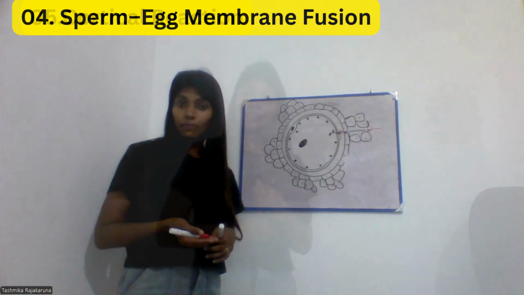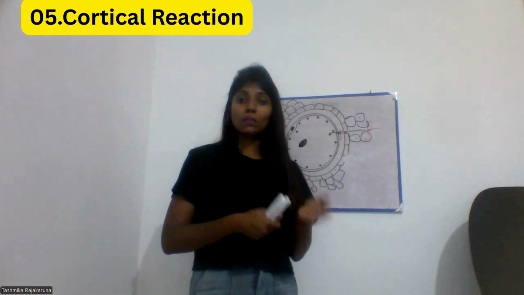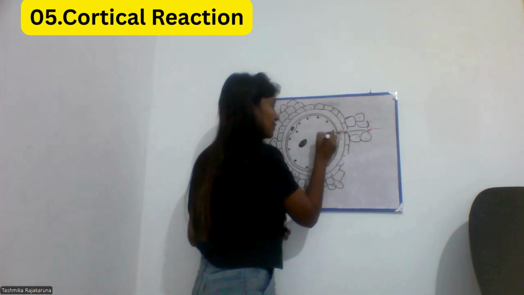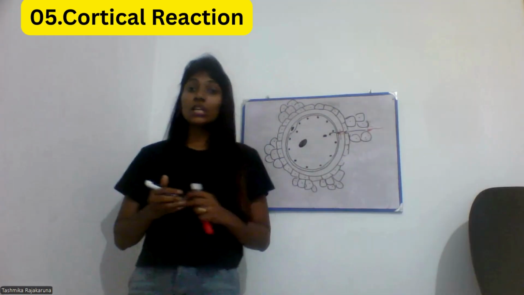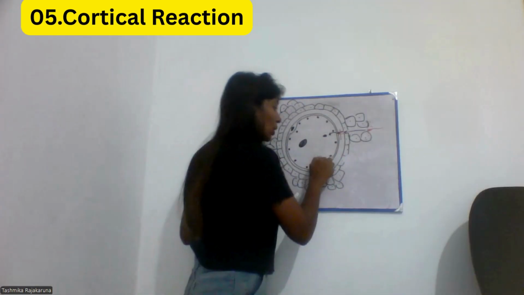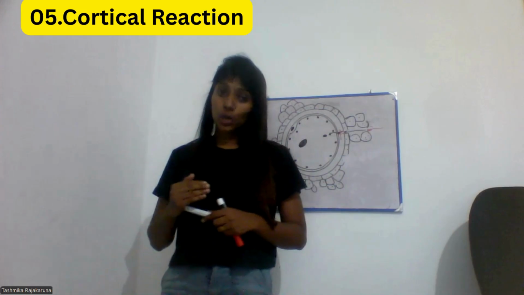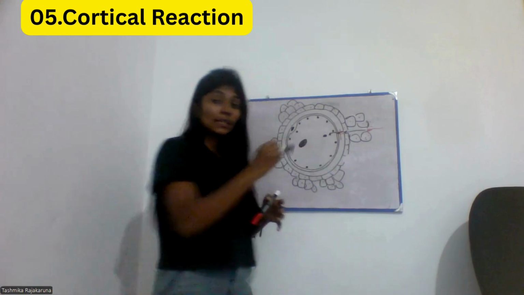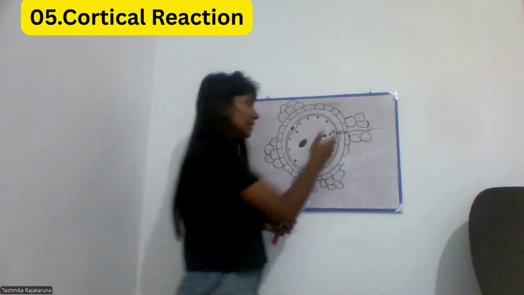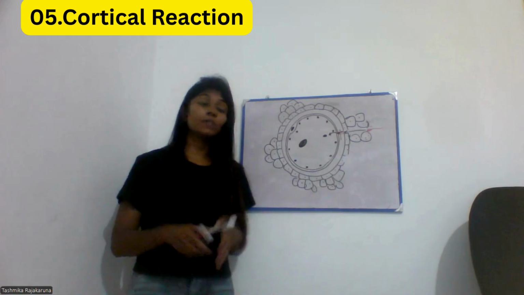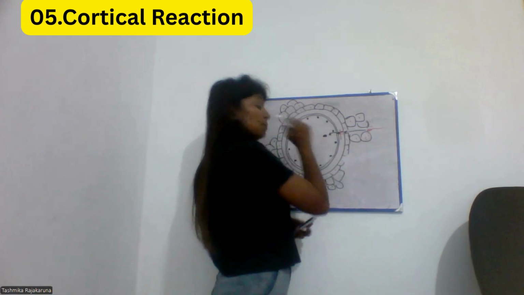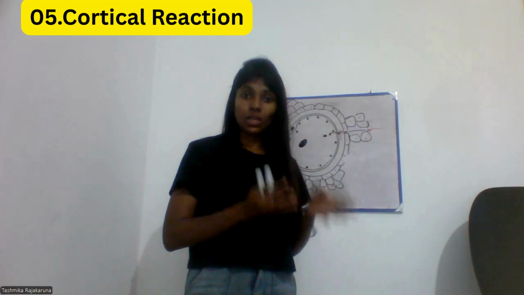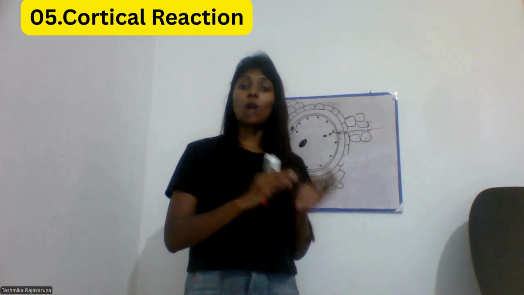Then the cortical reaction begins. The cortical reaction takes place to block polyspermy. Entry of the first sperm, actually the head of the sperm, triggers the egg to release cortical granules beneath the zona pellucida. So you know that these cortical granules contain enzymes. These enzymes modify the zona pellucida, so no other sperms can penetrate once the first sperm has entered. This ensures only one sperm fertilizes the egg. So the cortical reaction takes place to block polyspermy.